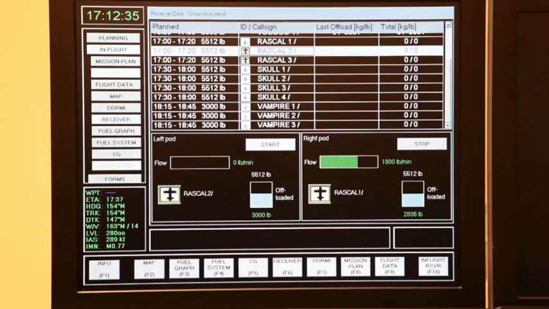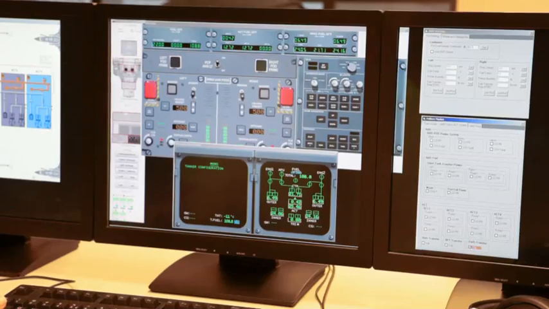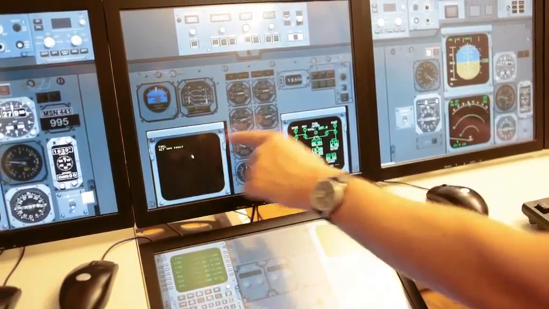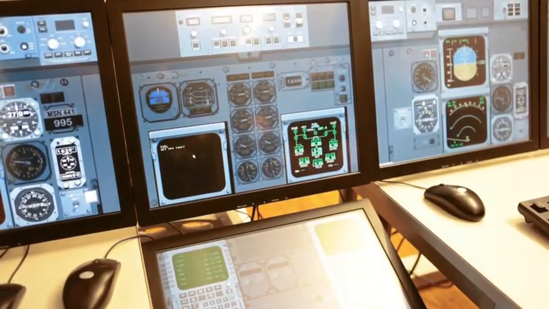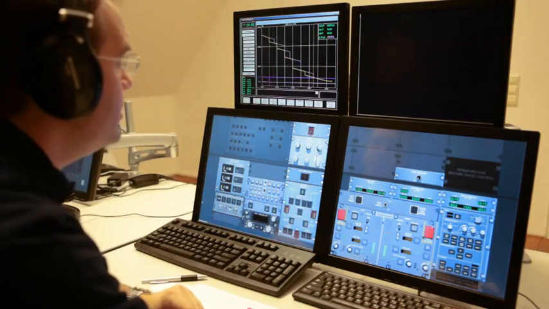Fuel flows steady. The second instructor observes the tanker fuel system on schematic diagrams, where the overall system status can be easily checked. The instructors can inject various system failures to train at normal procedures. The delta fuel is minus 2,400 pound.